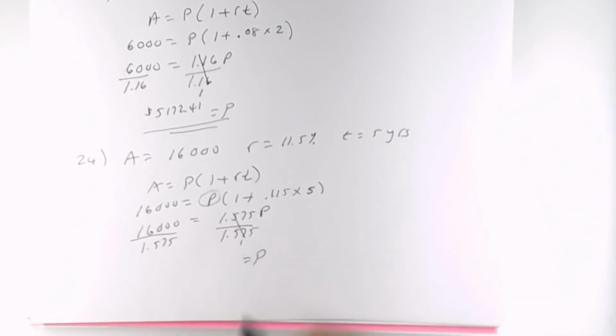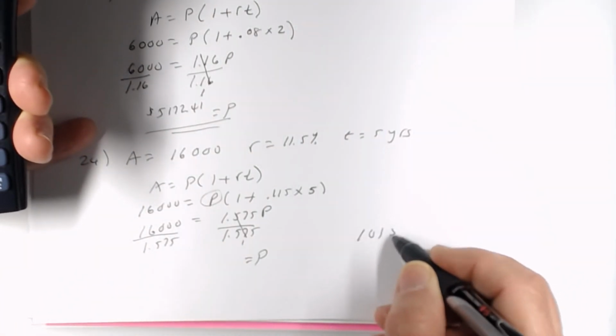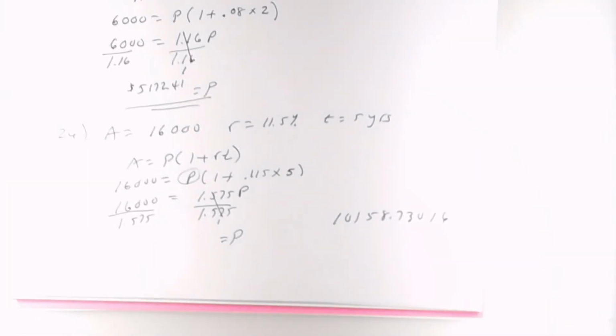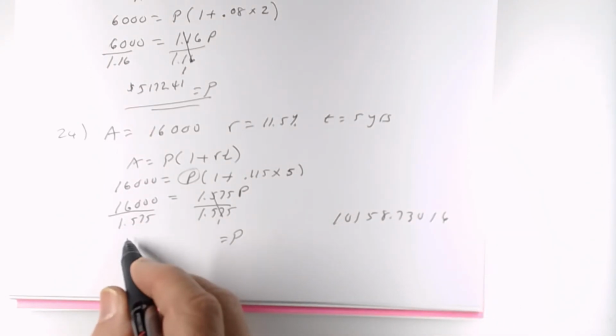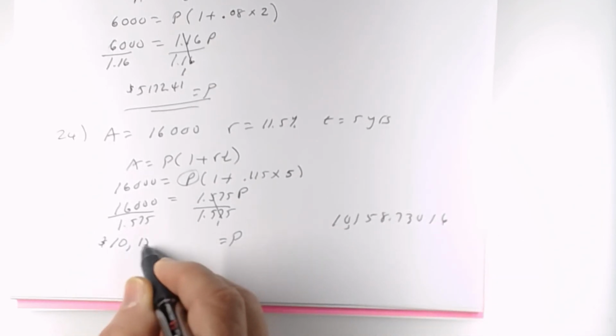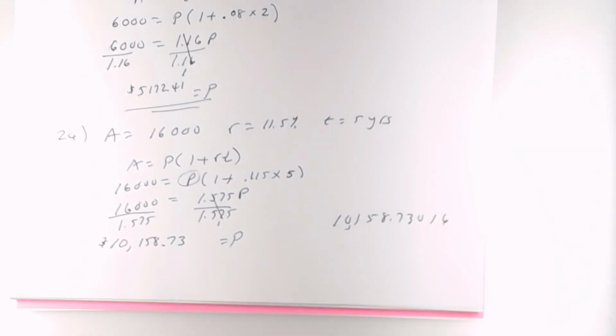And so P equals 16,000 divided by 1.575. And this is what I see. I see this number right here. What do I write? $10,158 and 73 cents. Okay. All right.